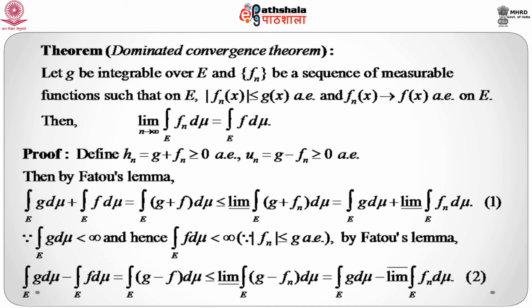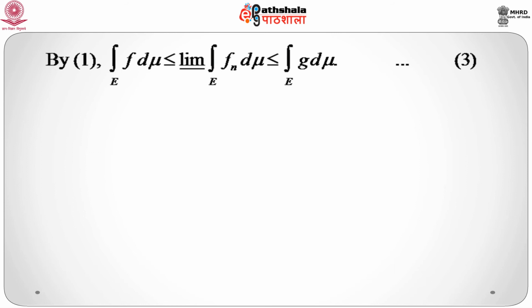Thus, we have the two equations 1 and 2, and by 1 we immediately have integration over E of f d mu is less than or equal to lim inf of integration of f n d mu, which is less than or equal to integration of g d mu, because f n is always less than or equal to g, and again the right hand side is independent of n.